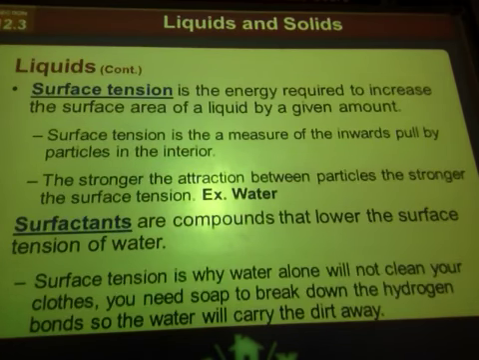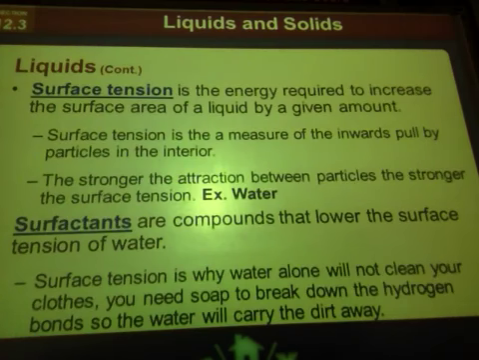Okay, so surface tension is the energy that's required to increase the surface area of a liquid by a given amount. Now, intermolecular forces don't have an equal effect on all particles in a liquid.